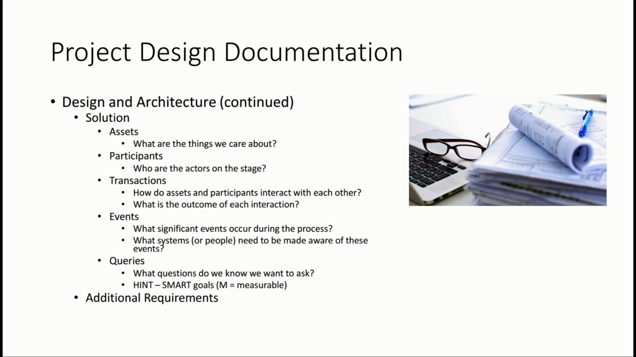So it's important we define the assets, the things we care about, but we also want to define our participants. Who are the actors on the stage? Who are the participants that are going to interact with those assets? When an asset and a participant interact with each other, well, that's what we call a transaction in the blockchain world. So what are all of these different interaction points, and what is the expected outcome of each interaction?